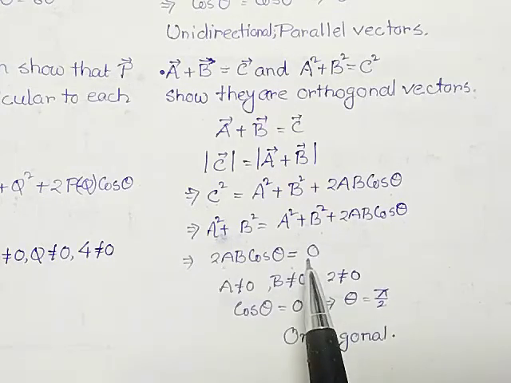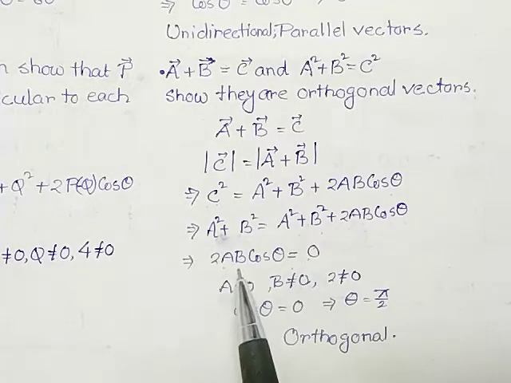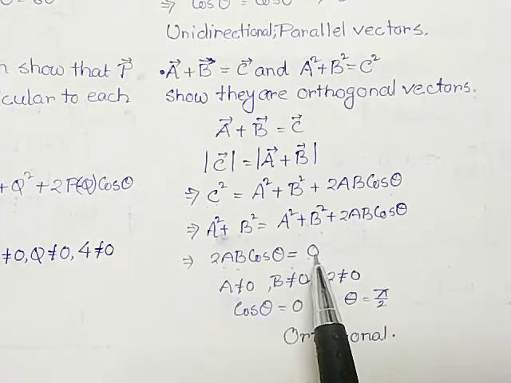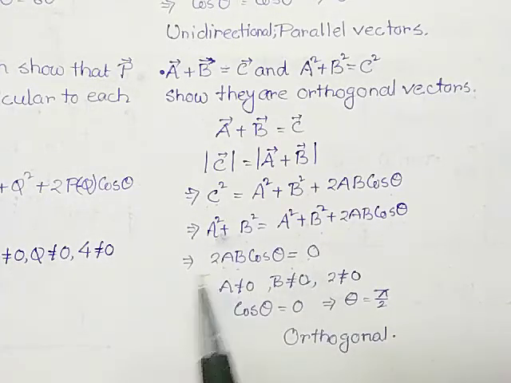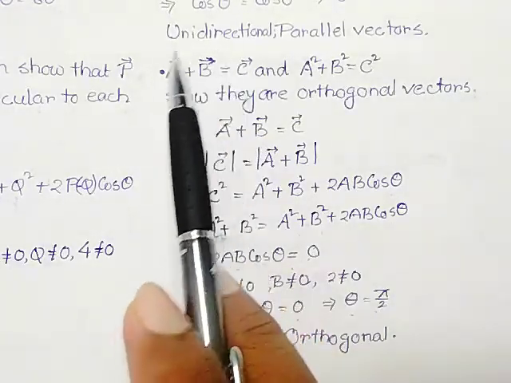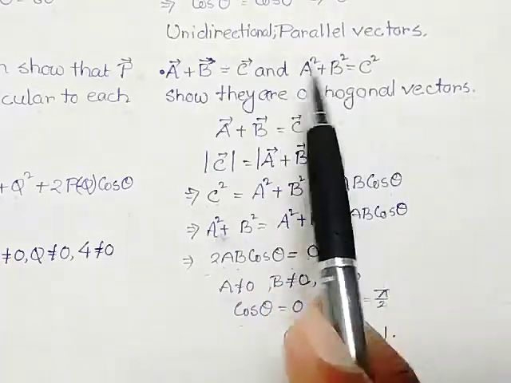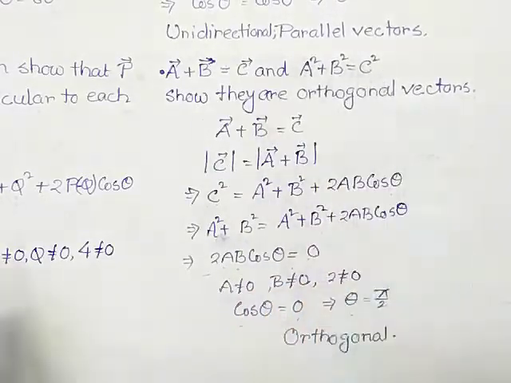A is not equal to 0 because A is a vector, obviously. We don't consider it as a 0 vector. B is also not equal to 0 and 2 can never be 0. So there is only one possibility left, cos theta equal to 0. So theta equal to pi by 2, or orthogonal. That is, the angle between the A vector and B vector is 90 degree if we add them vectorially, and the scalar rule is a square plus b square equal to c square.